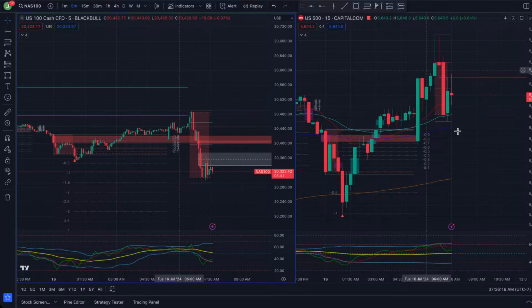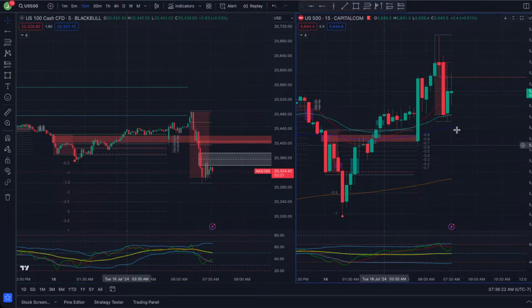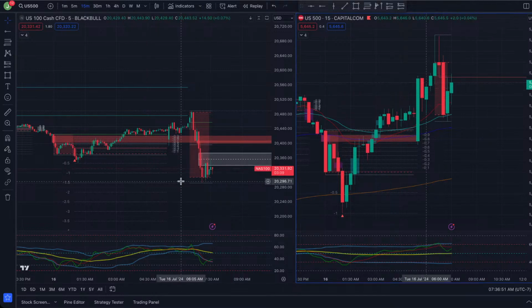So right now, US 500 has not taken out any of the lows. Has not taken out, I believe that's the 5:30 news. Hasn't even taken out the news candle. So extremely bullish still. This might be a good indication that it wants to push up, which means that NAS might be gassed out down here and might also want to push up.